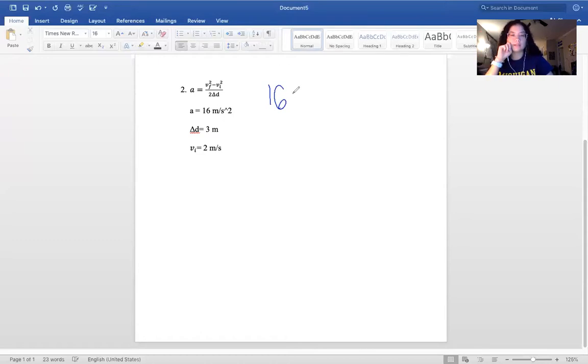We've got 16 equals VF. Okay, VF, I don't know. If I don't know it, I can't just ignore it. I have to leave it as VF squared. Minus, okay, VI is next. That's a 2. So I'm going to do 2 squared divided by 2 delta D, so it's 2. My delta D is 3 times 3.